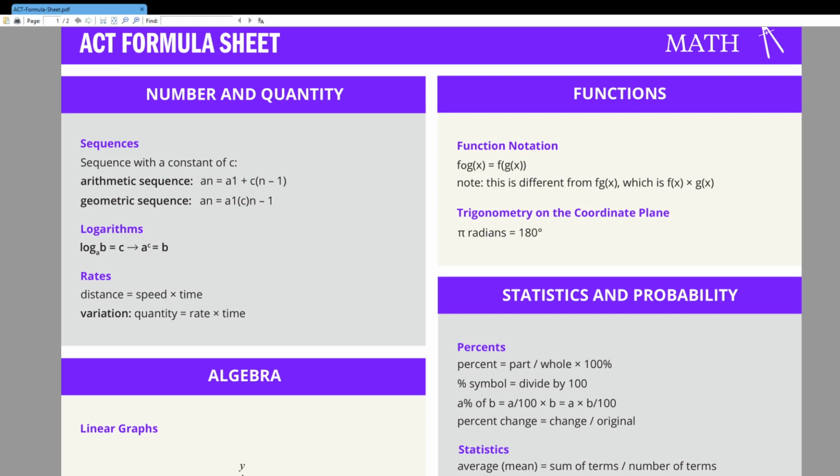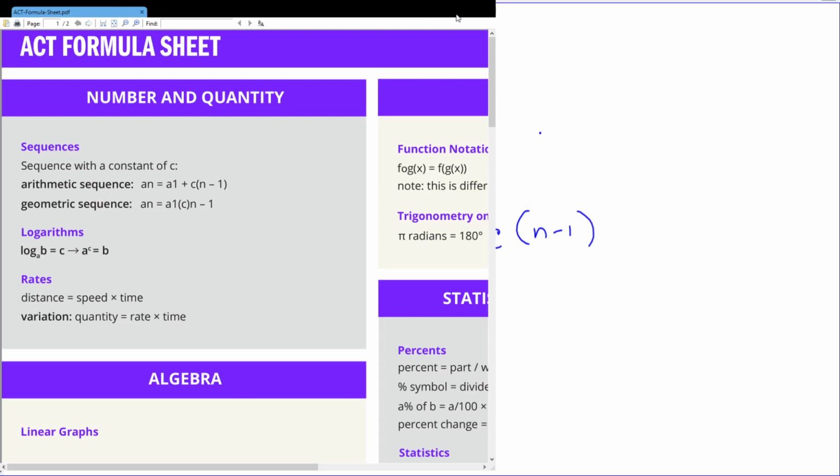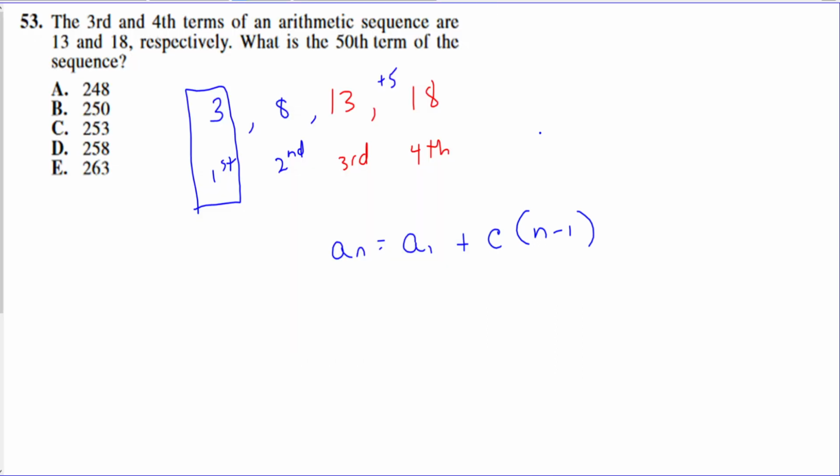So I'm going to say a sub n is equal to, bringing it back to my problem, the first value of the sequence plus c times n minus 1. Right, this is how I do arithmetic sequences. Okay, so I'm going to go back to my problem by getting rid of my formula sheet.